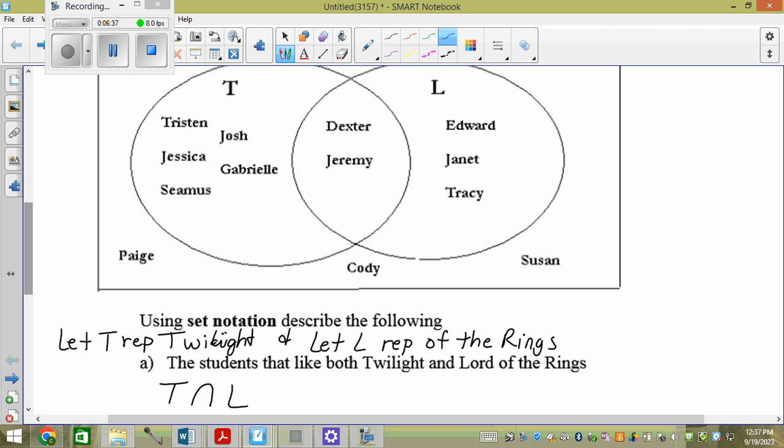How many are in Twilight and Lord of the Rings? 2. So I could just write 2 if I asked for the number, right? If I said n of T and L, it would be 2. Because I just asked for T and L, what do I list? What are the names? Dexter, Jeremy. And I put them in the squiggly brackets because that means the set of elements, and these are the actual elements. Where 2 would be the answer to how many elements there are, right?